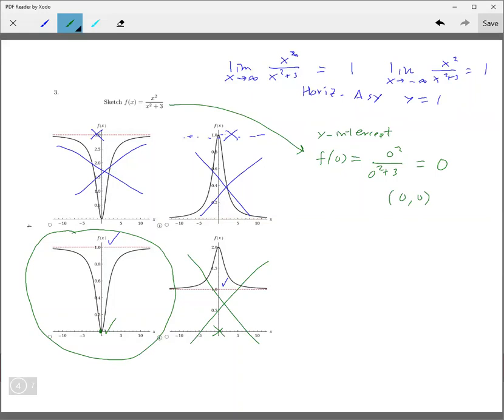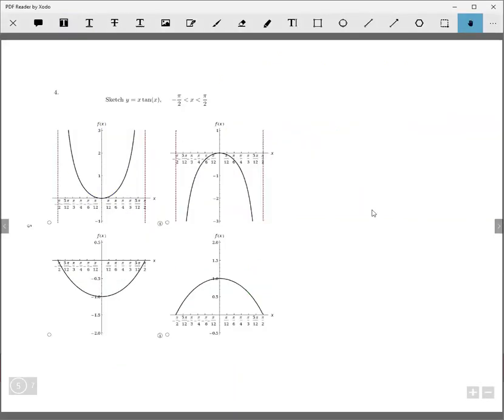Okay, so let's move on to the next one. Number 4. Sketch y equals x times the tangent of x.